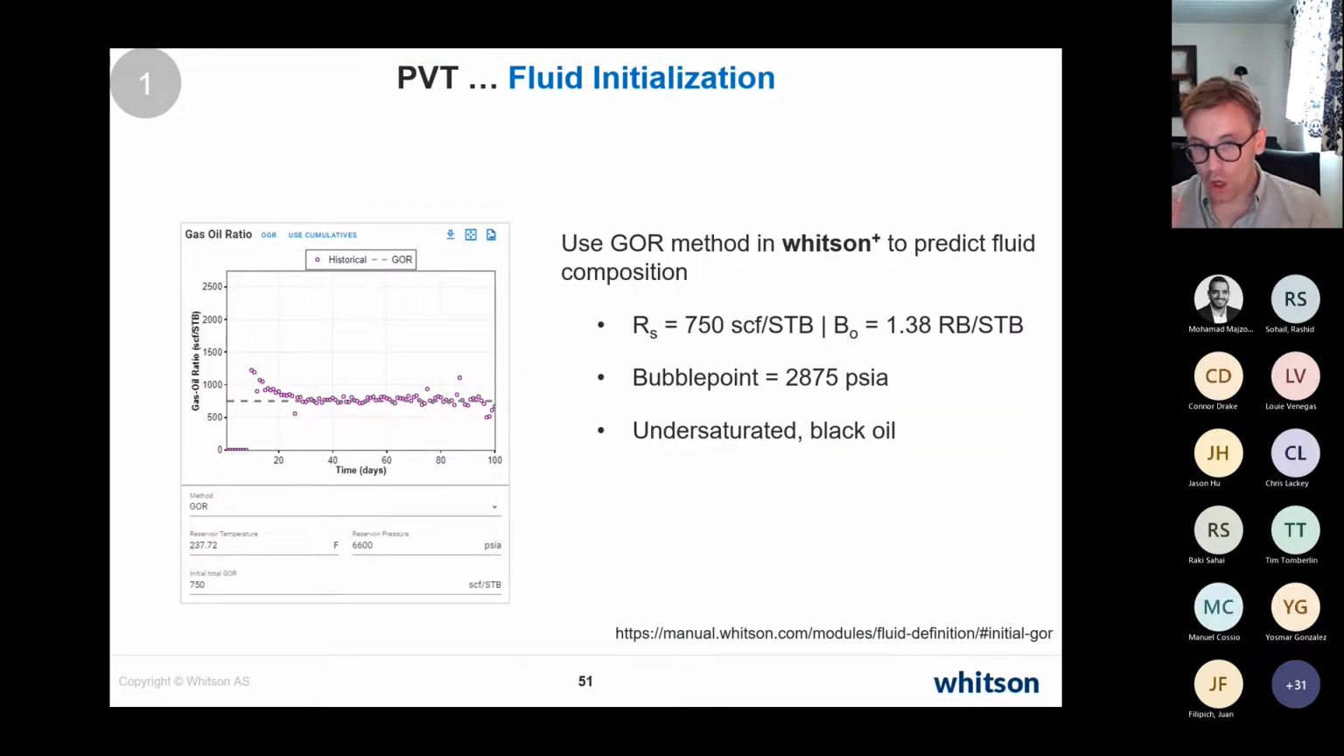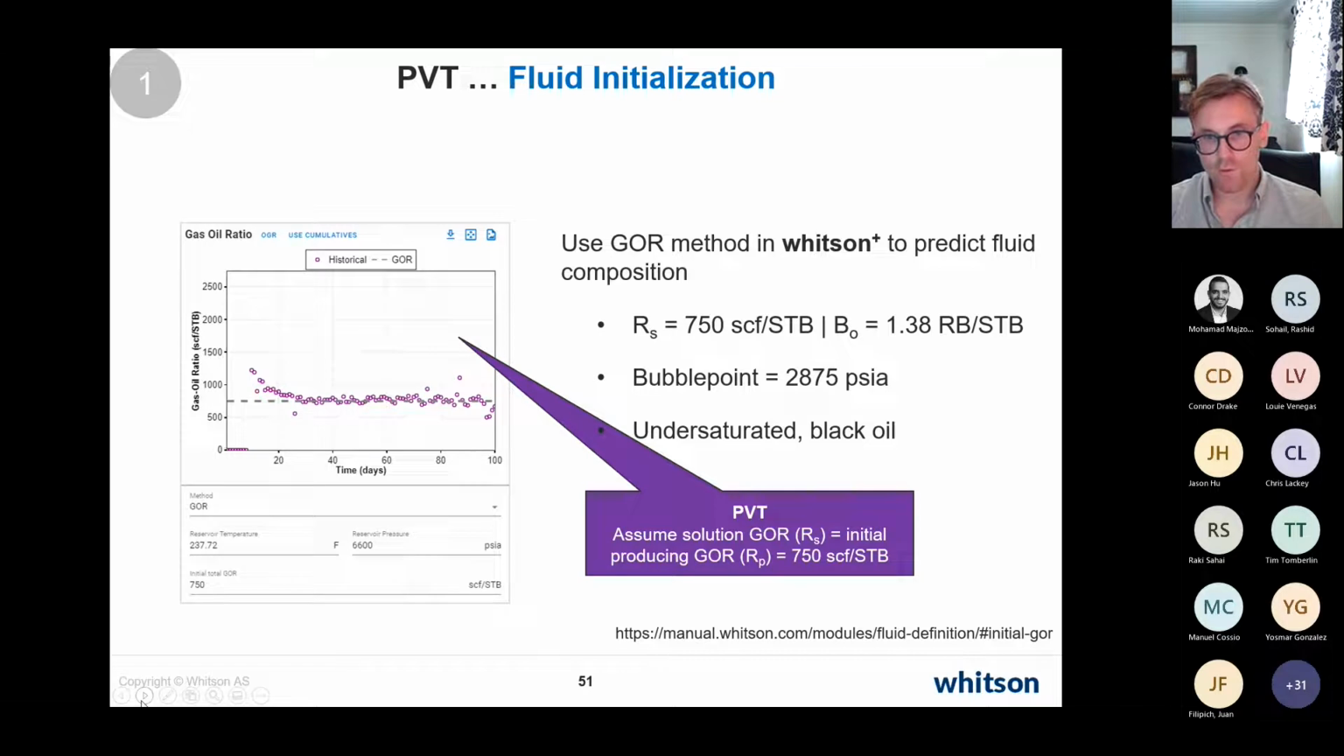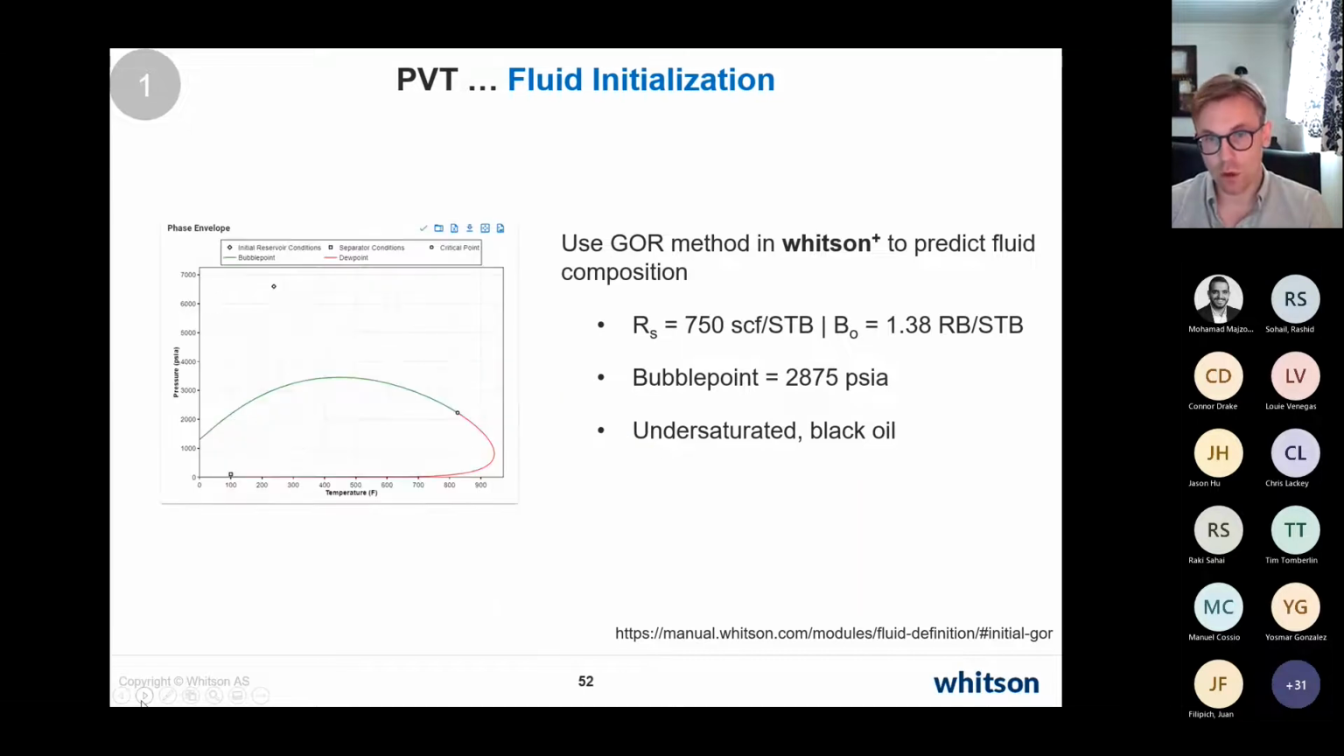That will honor the GOR inputs that we provided. And in this case, it predicts, of course, the solution GOR of 750 scf per barrel, a Bo of 1.38, a bubble point around 2,900. I know that this is an undersaturated black oil, but you can also see that very clearly from the phase envelope right here. So we see the initial pressure and temperature is far above the two-phase region, or the two-phase envelope.